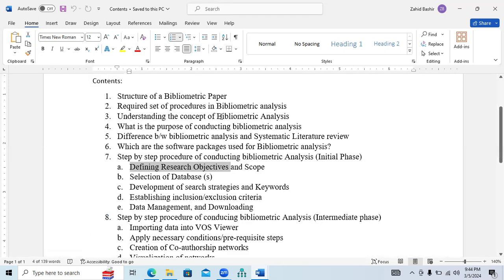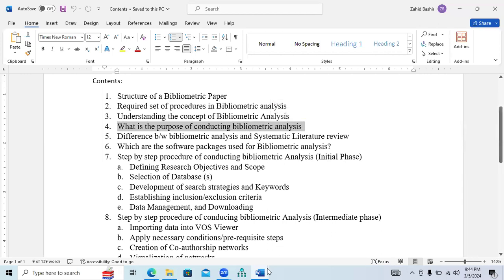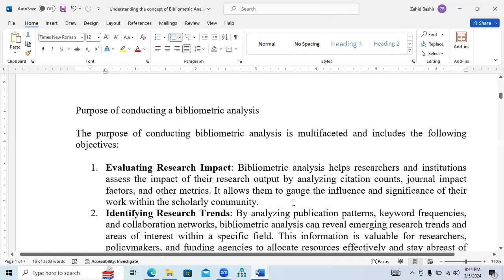What is the purpose of conducting bibliometric analysis? Yes, this was the fourth on the content list. So you need to understand the purpose of conducting a bibliometric analysis, because doing something without any purpose does not produce any result. So you need to understand the purpose.